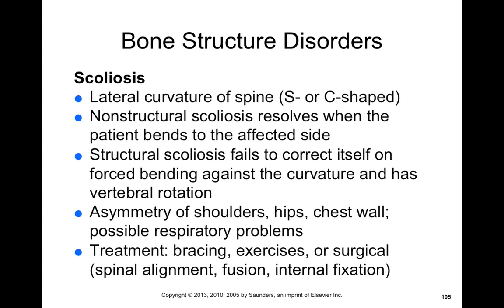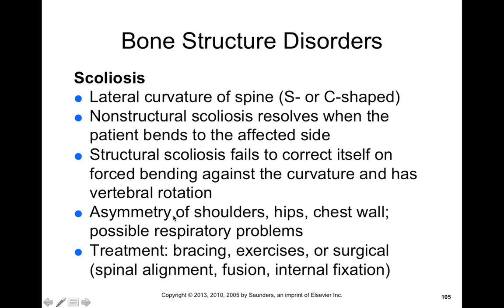Now, scoliosis is one of these bone structure disorders, and it's a lateral curvature of the spine, which may be S or C-shaped. Non-structural scoliosis resolves when the patient bends to the affected side. So if they have a C-shaped spine and they bend to the affected side, it might actually resolve itself. So it kind of pops back into normal shape or position. So it's a little bit more bendable and flexible. This differs from structural scoliosis because this is actually where the bones are so fused in position that it fails to correct itself if you have forced bending.